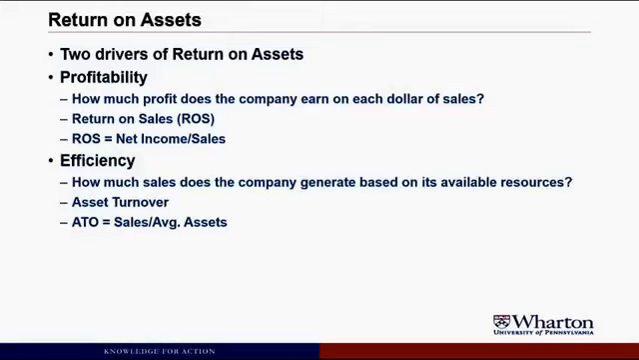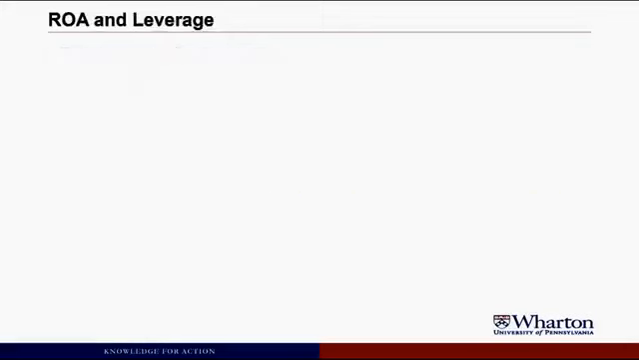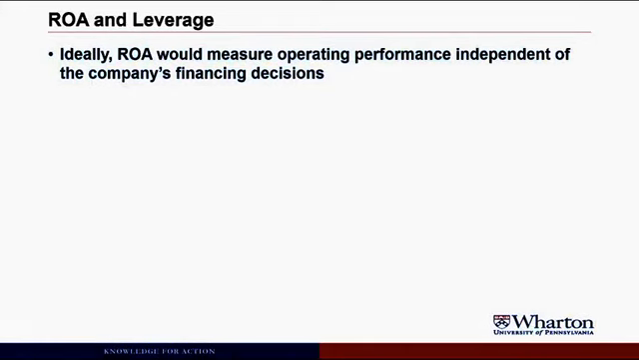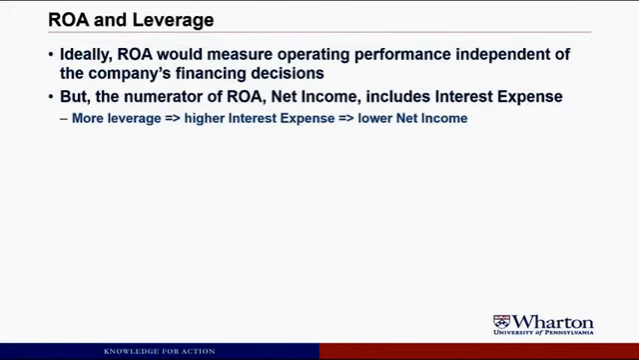Now I'm going to go through an example of how to do this in a little bit, but first I have to deal with that complication that came up in the question earlier. So ideally, return on assets would measure operating performance independent of the company's financing decisions. We want a measure of ROA that's not at all affected by financial leverage. The problem is the numerator of ROA, net income, includes interest expense. If you have more leverage, that means you have more debt, which means higher interest expense, which means lower net income, and so now your leverage is affecting your net income.